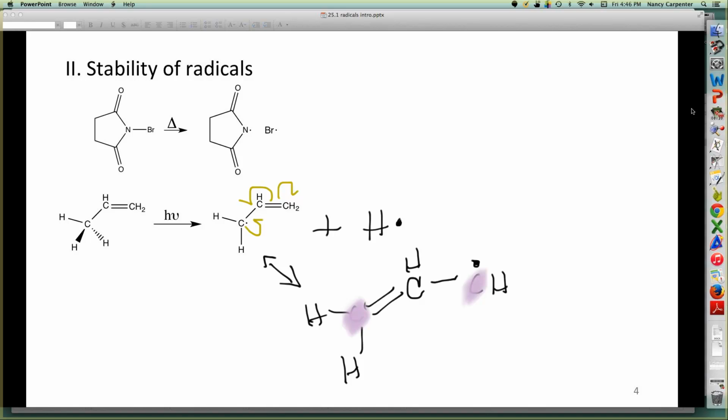And since carbon, of course, wants 8 electrons, it wants to have 4 bonds, the unpaired radical species is not particularly stable. It's electron poor, and so anything that we can do to share that electron-poor spot in a molecule is going to stabilize it.